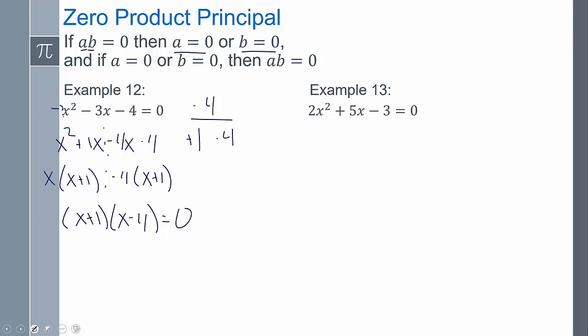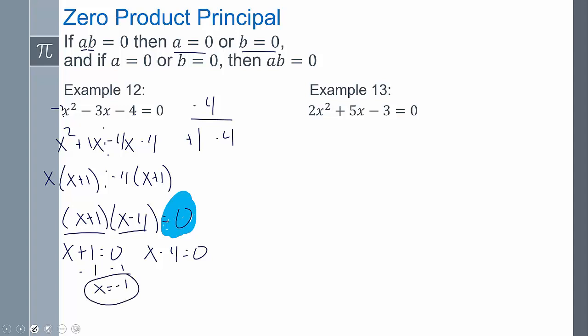Now the zero product principle says that because this equals 0, I can assume that x plus 1 equals 0. So you can assume that factor equals 0, and you can assume that that factor equals 0. Now you're probably thinking, why? Well, we're going to see in a second. So if I subtract 1, you solve for each, you get x equals -1. If I solve for each one, add 4, you get x equals 4.